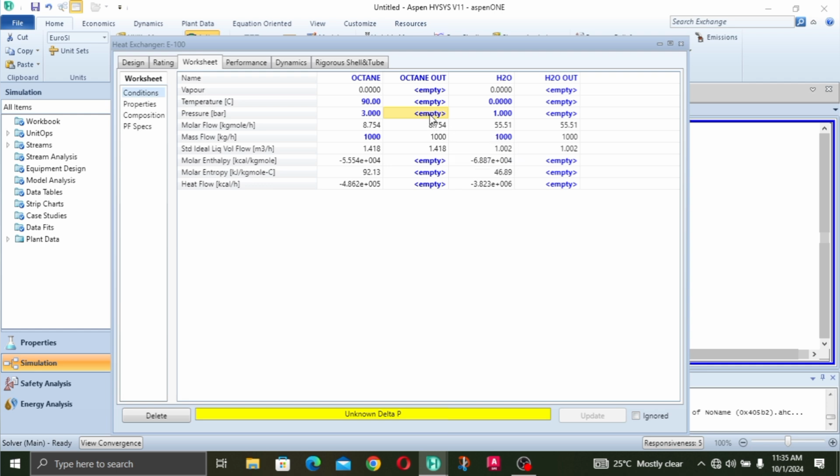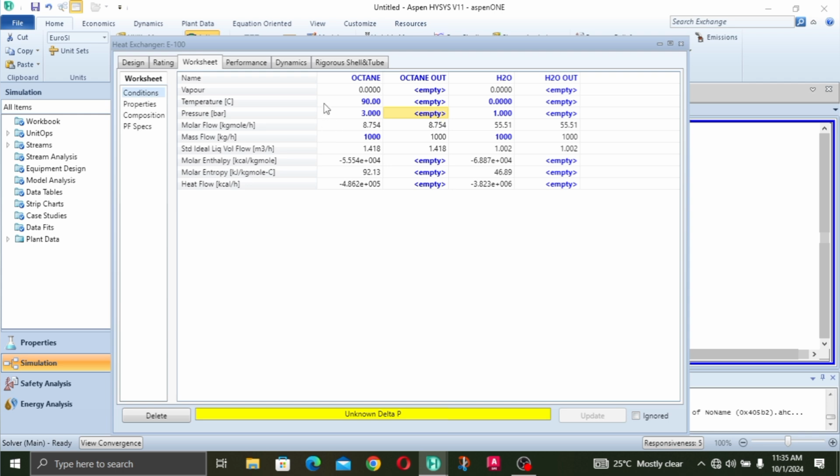So just keep in mind to be able to relate to the real life scenarios, but it doesn't affect our operations that much. So you can see we have 4 streams connected to our heat exchanger. The tube in, which is our octane, the tube out, which is our octane out, the shell in, which is our H2O, the shell out, which is our H2O out. And you can see that our outlets do not have any attributes attached to them. They're empty. So remember, it's asking us for the change in pressure. So let's say our change in pressure is just 1 bar.